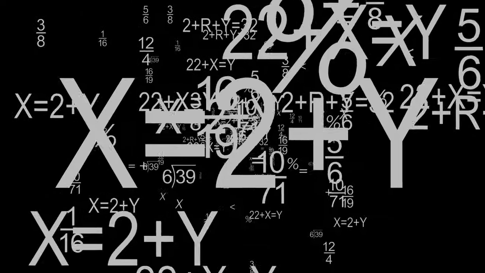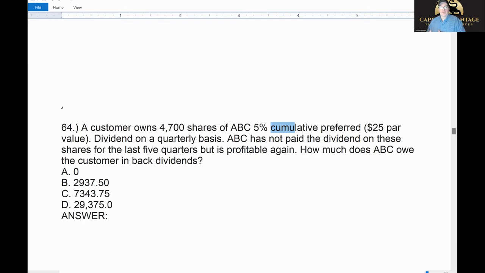A customer owns 4,700 shares of ABC, 5% cumulative preferred, 25 par, that matters. Dividend on a quarterly basis. ABC has not paid the dividend on these shares for the last five quarters, but it's profitable again. How much does ABC owe the customer in back dividends? Not the new dividends. They specifically say the back dividends. Okay, so how do we do that?